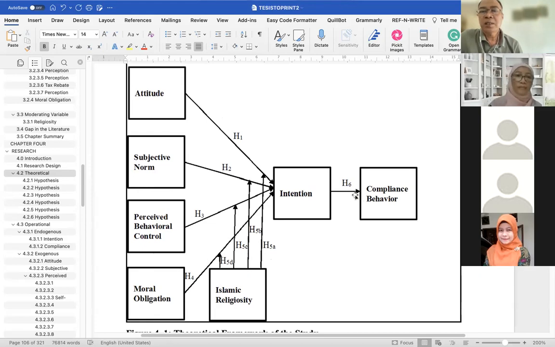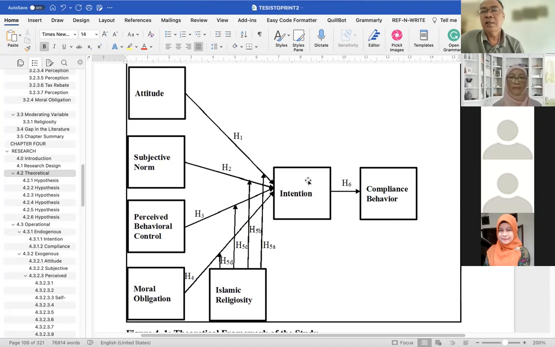And number 6 is your research question, which might be how or what is the influence of intention on compliance behavior. For research questions, some researchers use the word how, for example, how attitude influences intention, or to what extent attitude influences intention. You can choose your own word. You can discuss with your supervisor.